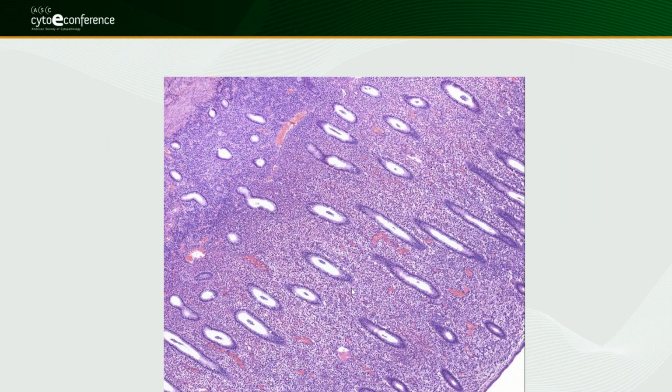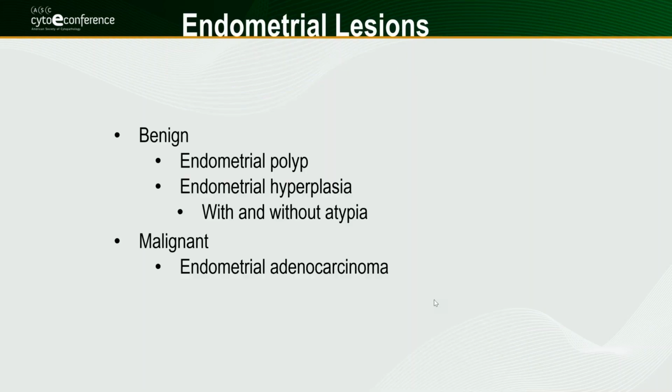So now moving on to endometrium. This is a typical proliferative endometrium. You have the test tube-like, straight glands. In endometrial lesions, we have even fewer categories. We have benign and malignant. The benign lesions typically are polyp and endometrial hyperplasia with or without atypia, and atypical endometrial hyperplasia is also called EIN, endometrial intraepithelial neoplasia, and then we have endometrial adenocarcinoma.